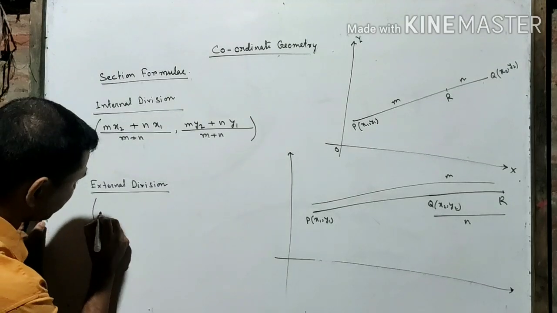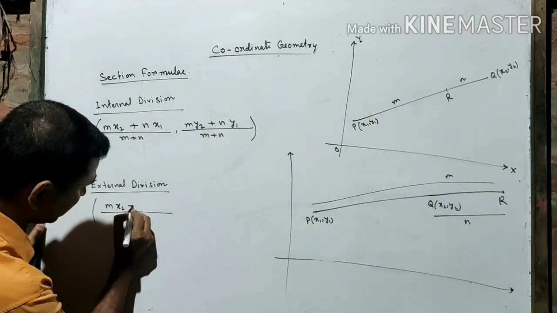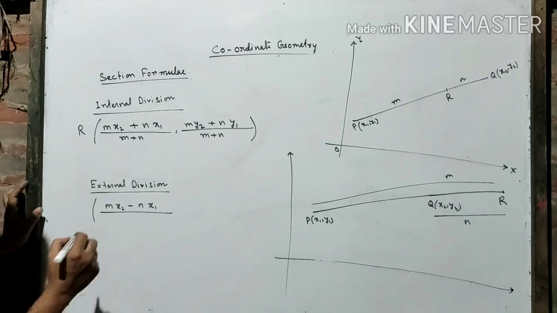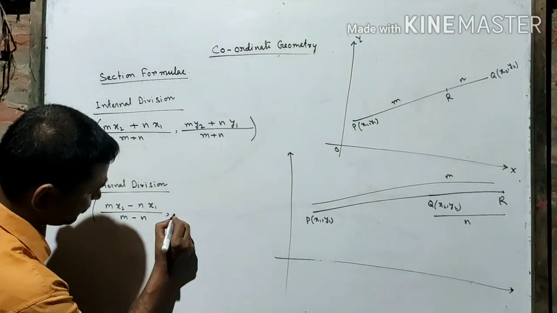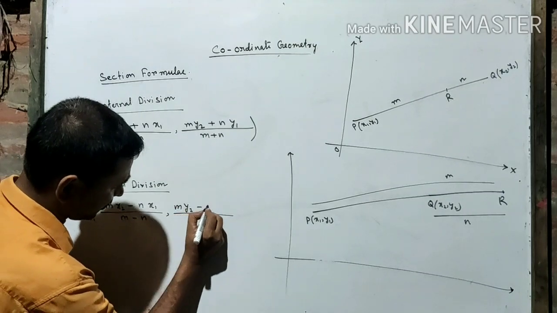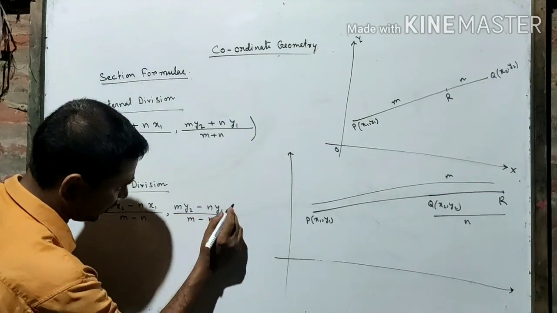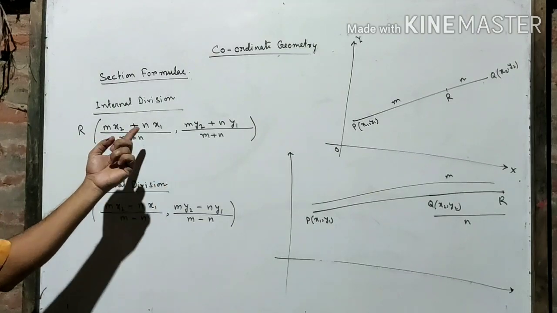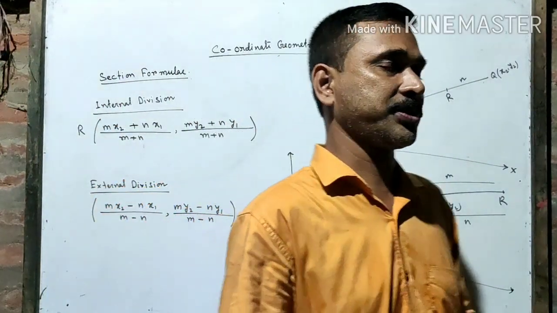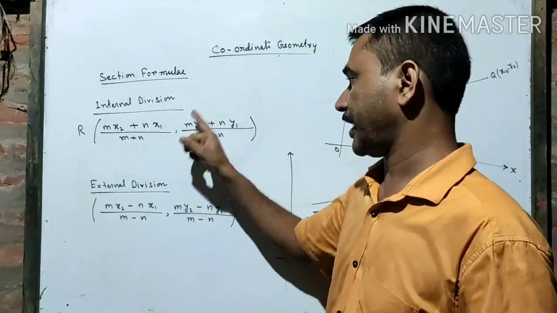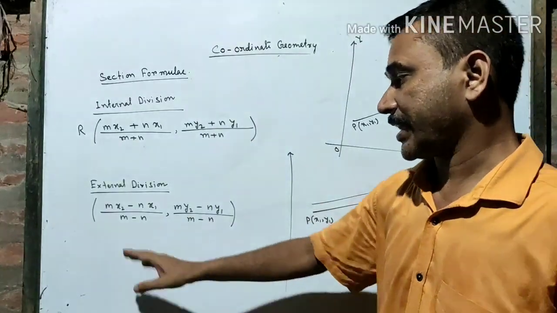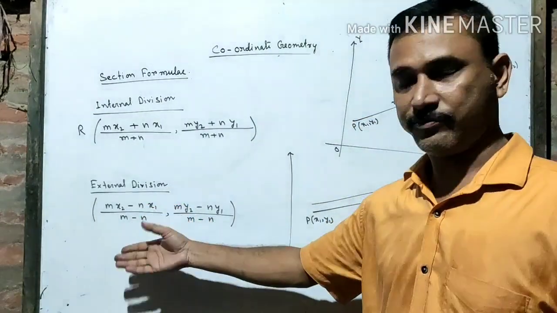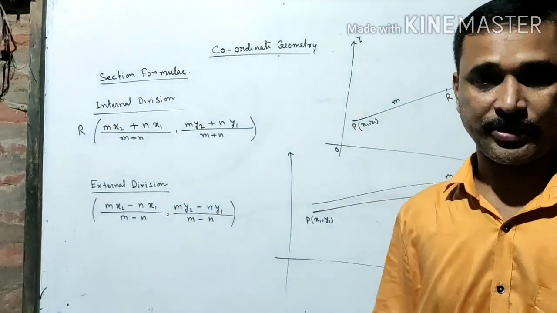And what is the external division formula? Almost the same; in place of plus, there is minus. First ratio, second coordinate, minus second ratio, first coordinate, divided by the difference of the ratios. This is the external division formula. For internal division, it is first ratio, second coordinate, plus second ratio, first coordinate, divided by the sum of the ratios. For x, x coordinates will be taken, and for y, y coordinates will be taken. The formula is the same. For external division, it is first ratio, second coordinate, minus second ratio, first coordinate, divided by the difference of the ratios. So it is a very easy formula.